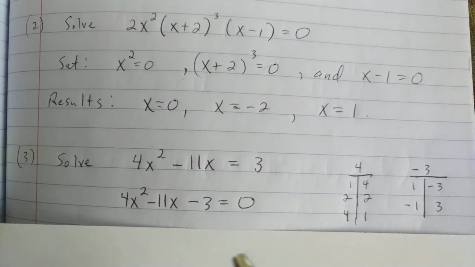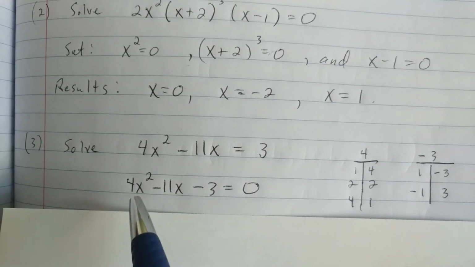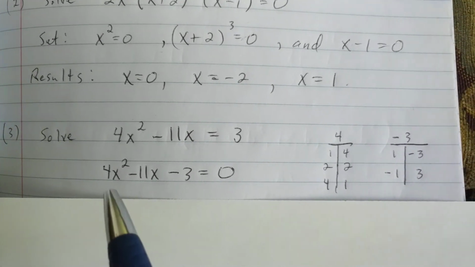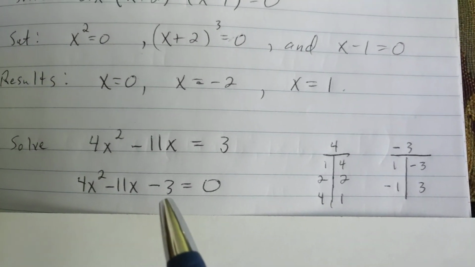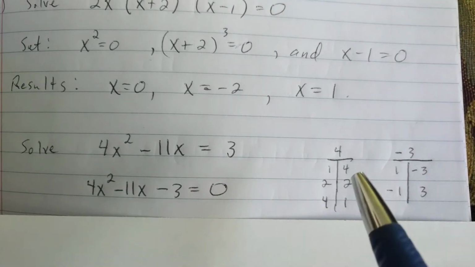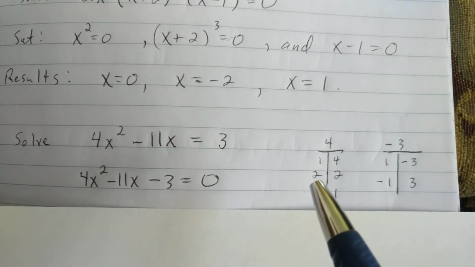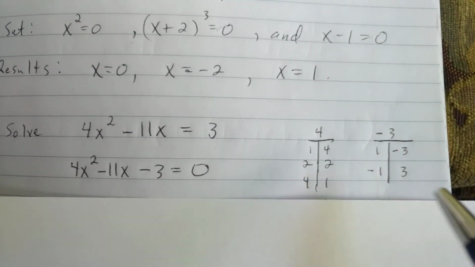And here comes the bang-bang part of the problem. We're playing a two numbers game, but with tables. We have to set a table for 4, the lead coefficient. We have to set a table for the constant negative 3. Ways that we can multiply to get 4: 1 times 4, 2 times 2, or we can do 4 times 1.